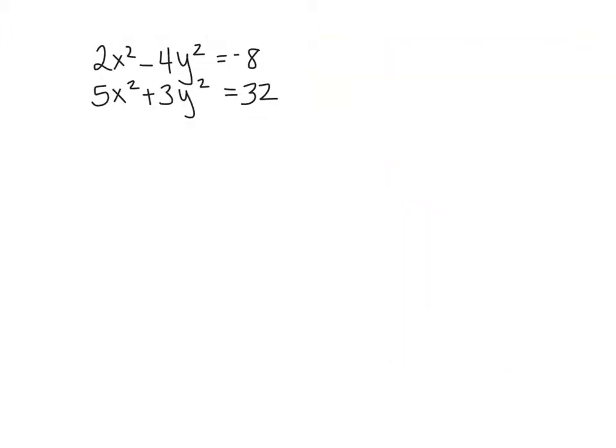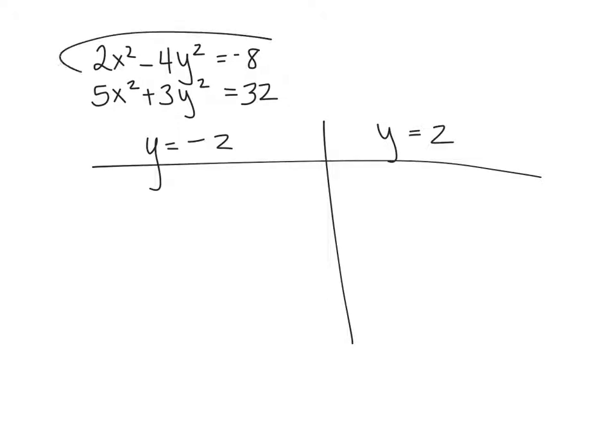Now that we've found that y can equal negative 2 and y equals 2, we're going to plug those values into just one equation, one at a time, and solve for x. I can choose either equation to plug in my values for y. So y equals negative 2, and it also equals a positive 2. I'm just going to choose the top equation, and I'm going to plug y into that equation. So I have 2x squared minus 4 times negative 2 squared equals negative 8. I'm going to solve for x.